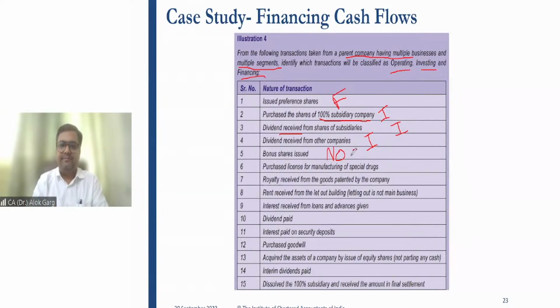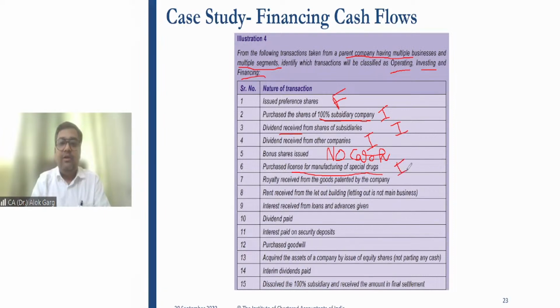No cash. It is a non-cash item. Right. Purchased a license for manufacturing of special drugs. Intangible asset. Purchased intangible asset. Number 6. Yes. Investing activity. Very good. Investing activity.